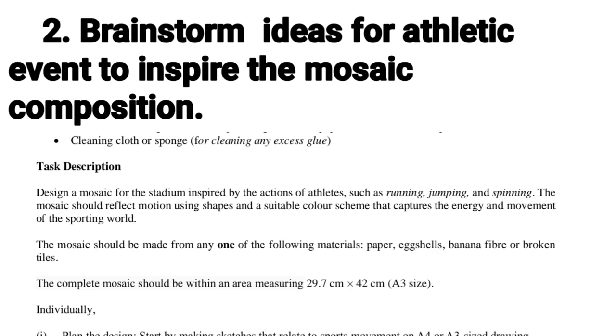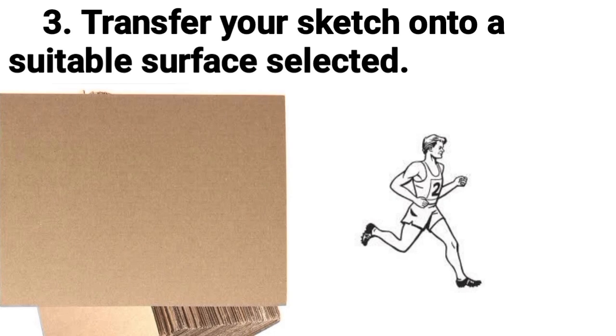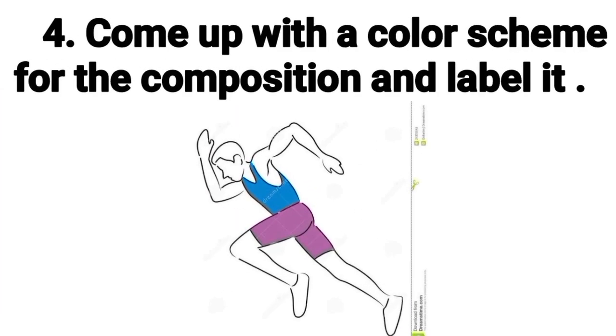Then you transfer your sketch onto a suitable surface selected. So after coming up with the idea, you have to sketch it. After sketching it, you transfer your sketch onto the surface that will have been selected. Then point number 4, come up with a color scheme for the composition and label it. So on the sketch that you have created, you come up with the color scheme in the areas that you need some colors to appear. So you write there the name of the colors that you'll be using to color those areas.